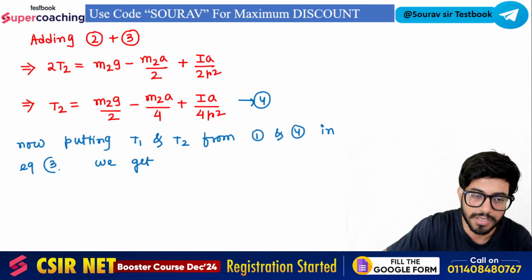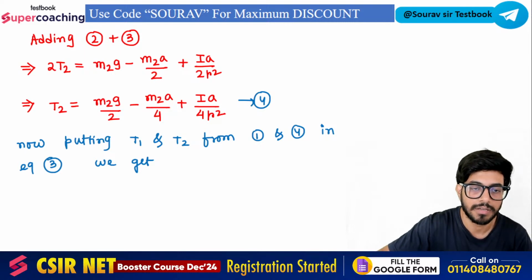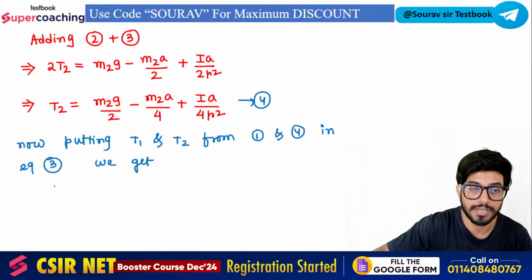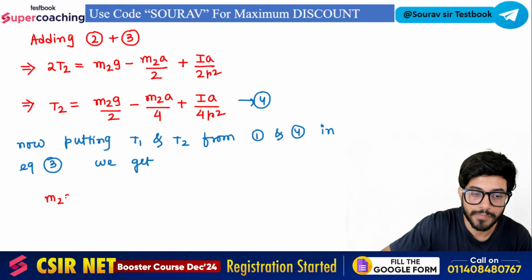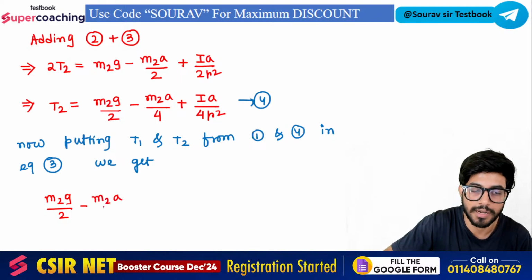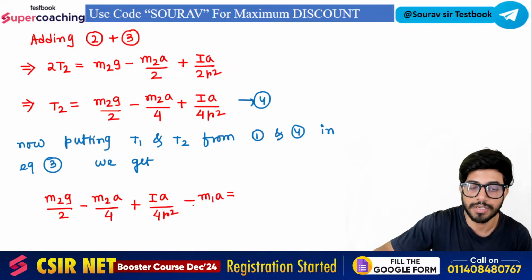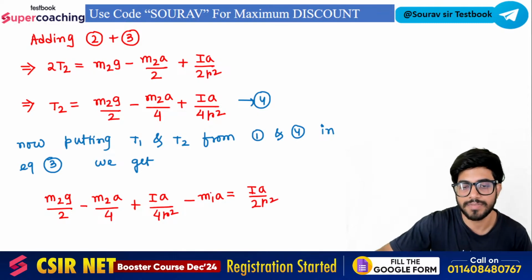In equation 3, what is your T1? T1 is T2. What is your T2? T2 is actually equal to your m2g by 2 minus m2 into a divided by 4 plus I into a divided by 4R square. This T2 minus T1, where T1 is m1 into a, is actually equal to I a by 2R square. I think it's very easy to find out the acceleration.